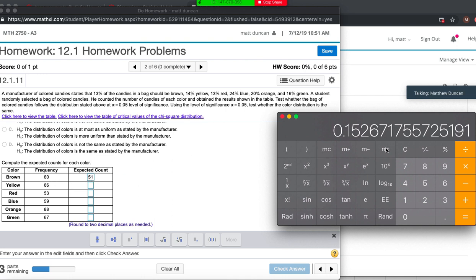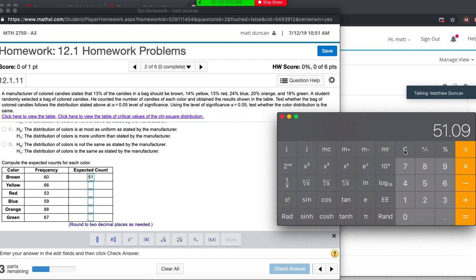Now the 51, if this was perfect, if you do 51 divided by 393, we should get about 13%, which we do. So I got the 51 by saying, okay, there's 393 pieces in the bag. If the company is correct, we should expect 13%, so that's times 0.13. So we expect 51 pieces of brown candy, and there were 60, so a little bit higher.